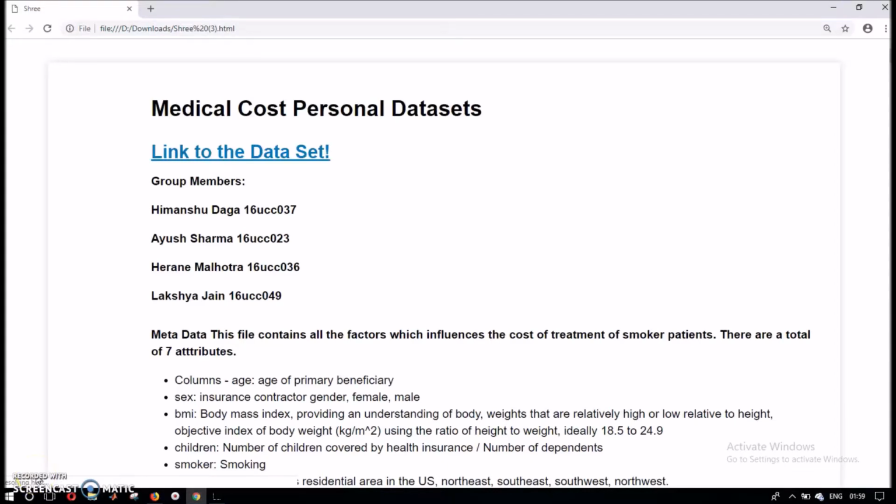Hello everyone, we are presenting our IDS project in which we analyze medical cost personal datasets. My name is Himanshu Daga and my team members are Ayush Sharma, Herane Malhotra and Lakshay Jain. Now first and foremost, let's look at the dataset.